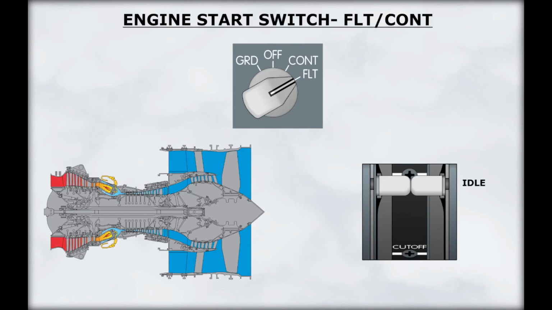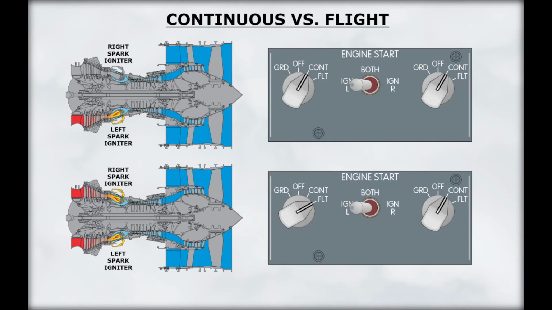The continuous and flight positions of the engine start switches both provide power to the igniters if the start levers are in the idle positions. Continuous allows only the selected igniters to be powered if the associated engine is operating. While in the flight position, both igniters will be powered simultaneously regardless of the position of the ignition select switch.